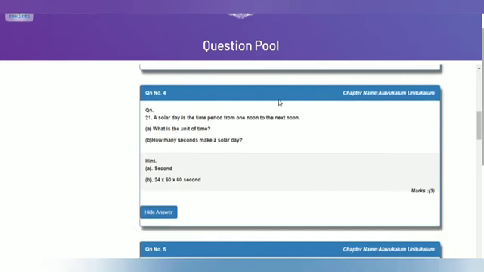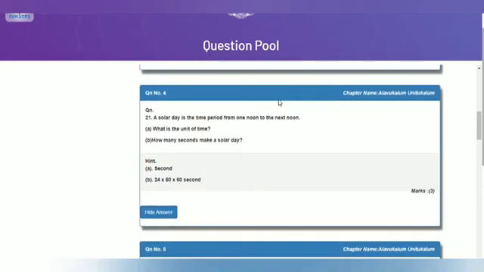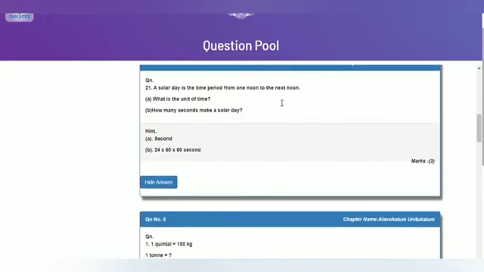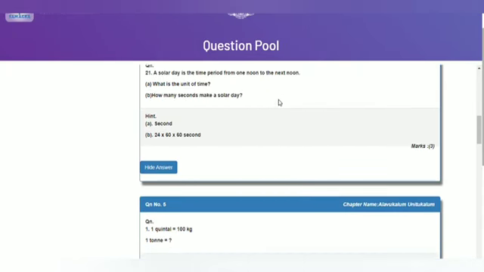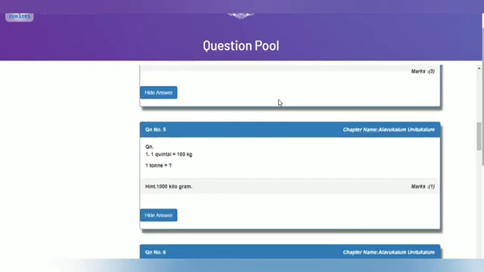Fourth question, a solar day is the time period from one noon to the next noon. What is the unit of time? Unit of time is second. How many seconds make a solar day? 24 into 60 into 60 seconds make a solar day.